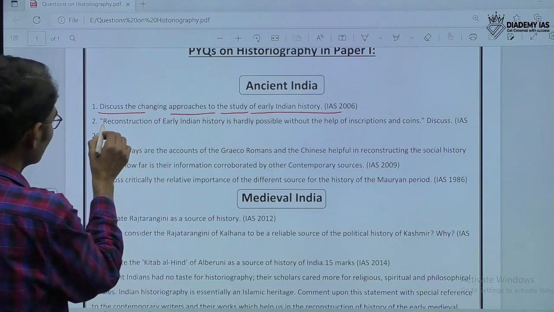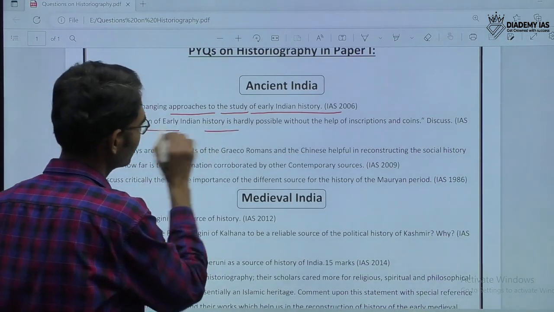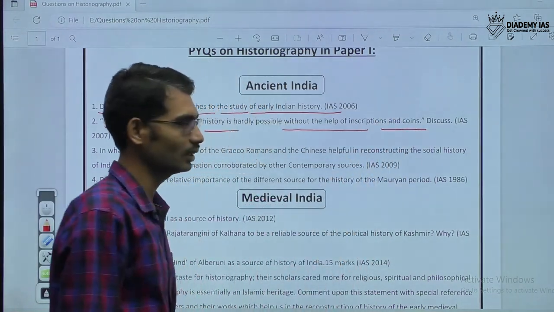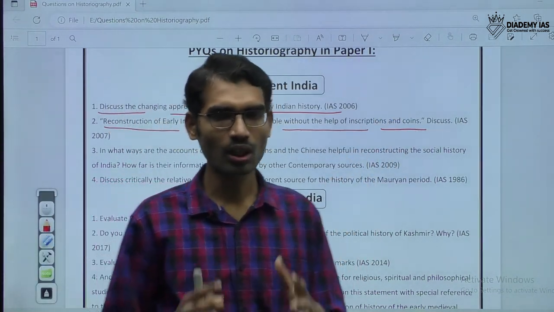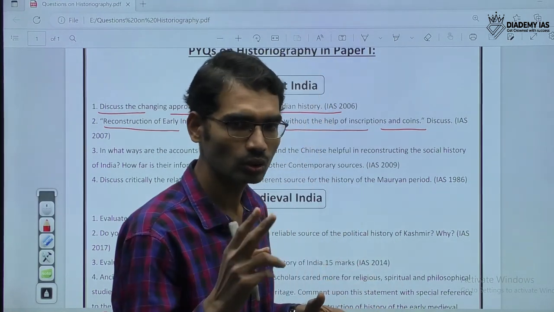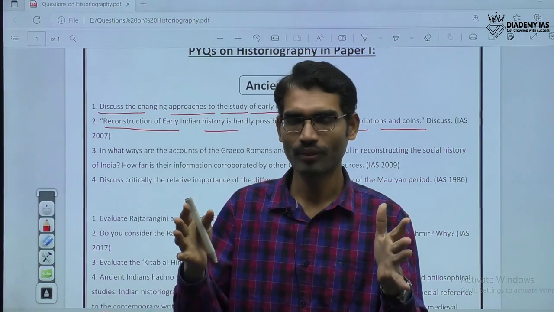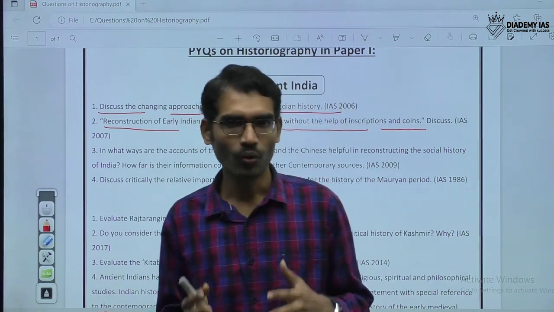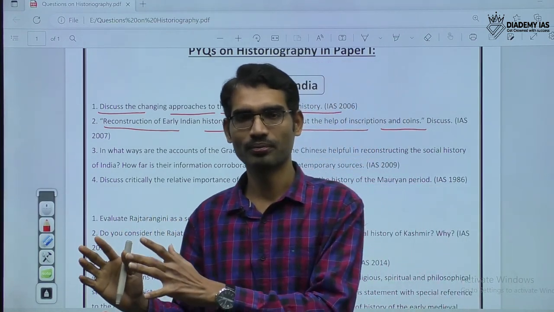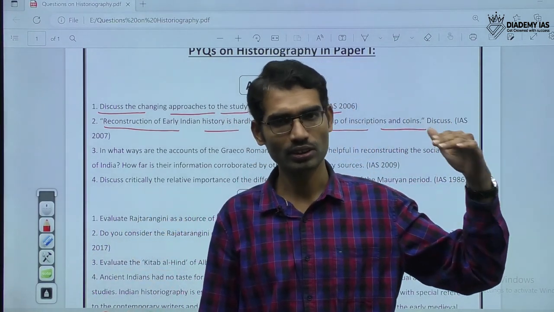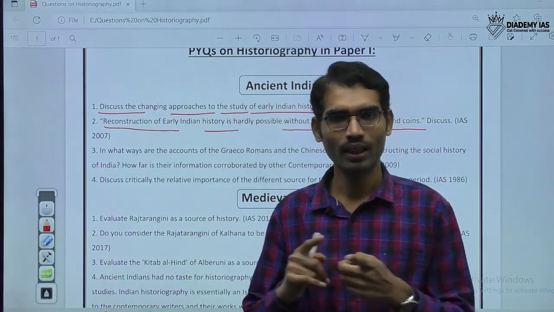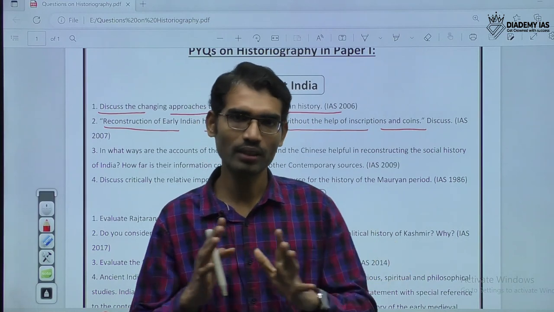Second question: reconstruction of early Indian history is hardly possible without the help of inscriptions and coins. So it is talking about how we study ancient history. Broadly, there are two important sources of ancient history. One is literary sources, the second one is archaeological sources. In our syllabus also, in the first unit, UPSC has given sources, and in the sources, archaeological sources and literary sources.